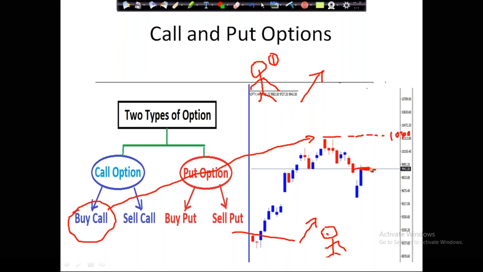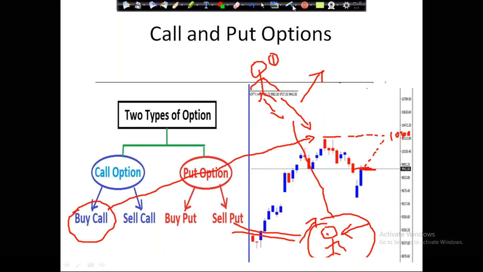Both have same views, same direction, and same target, maybe different. And this guy is selling put. Both views are bullish. The difference is that the seller is called a writer, and this is called a buyer who buys the premium. He is selling the premium and the other is buying the premium. That is the difference between call and put.